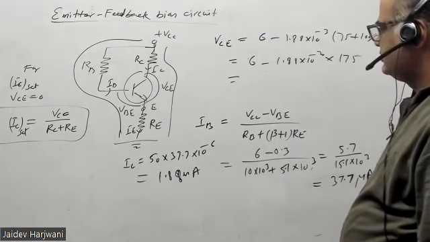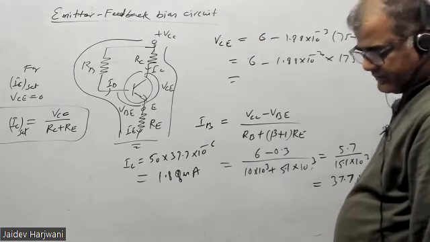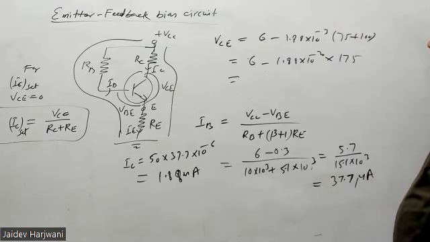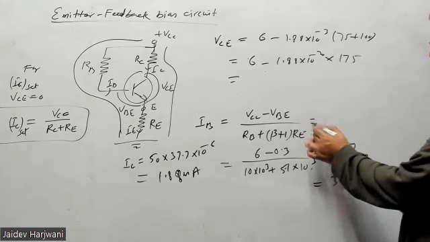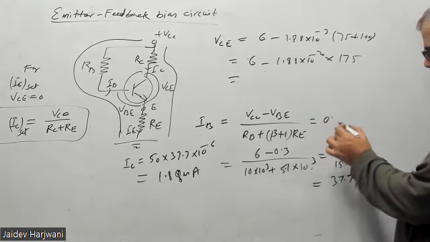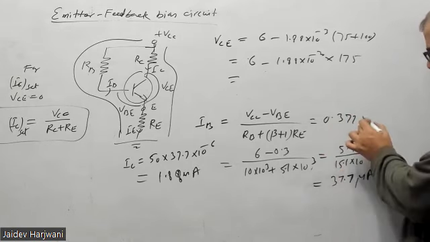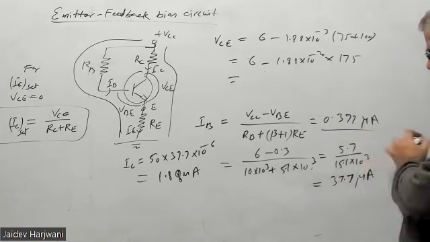Sir, 2 point something, how much? Sir, IB is 0.377 microampere coming. 0.377 microampere. Sir, 37 is not coming. 37 is not coming, sir, confirm.